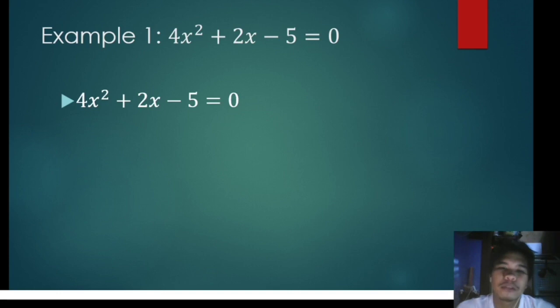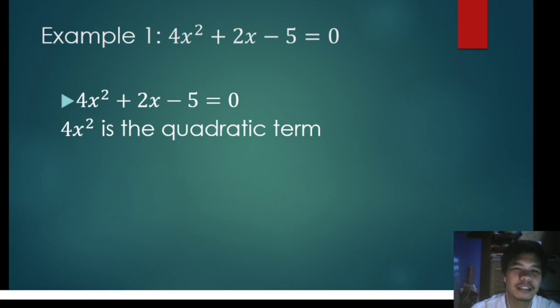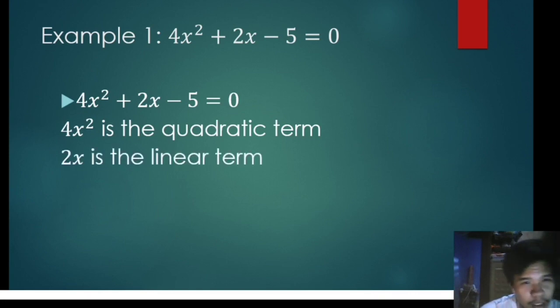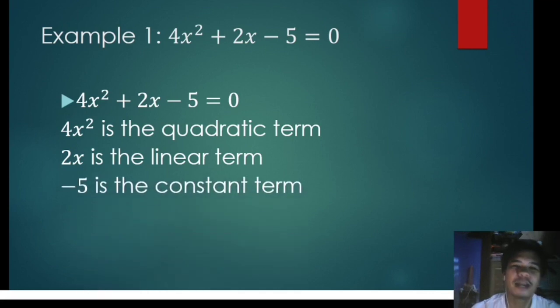After that, from the terms, we can obtain the values of a, b, and c. As you can see here, 4x squared plus 2x minus 5 equal to 0 is already written in its standard form, which is ax squared plus bx plus c equal to 0. So by that, we can already identify the quadratic term, the linear term, and the constant term. 4x squared is the quadratic term here. 2x is the linear term. And then negative 5 is the constant term.